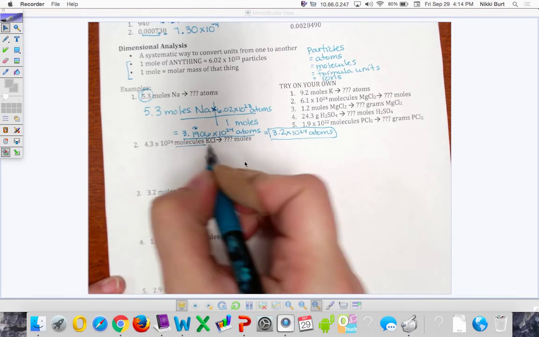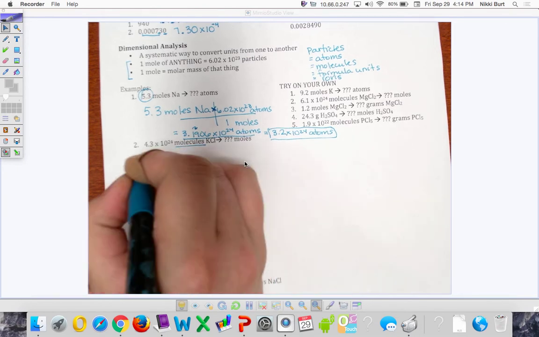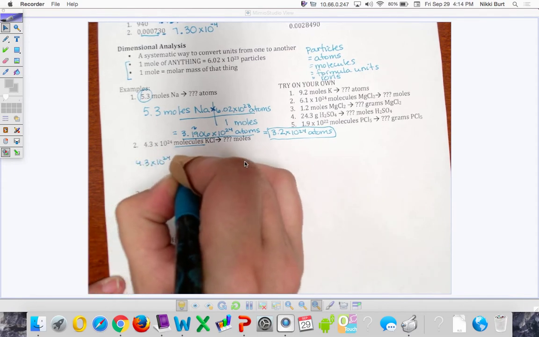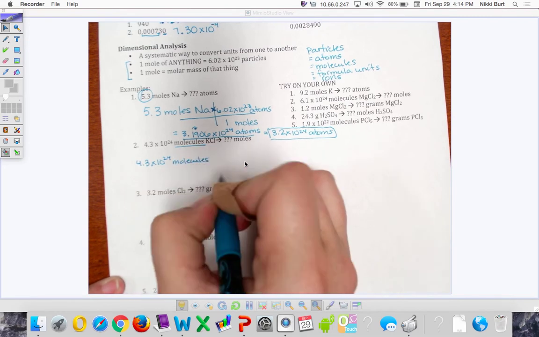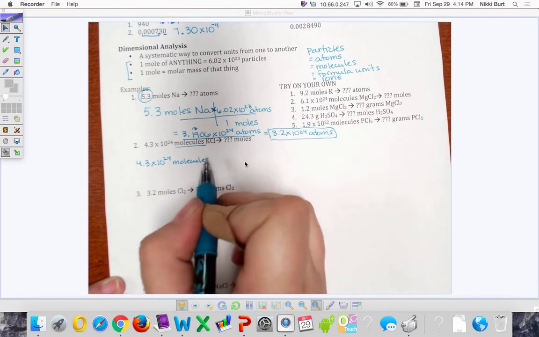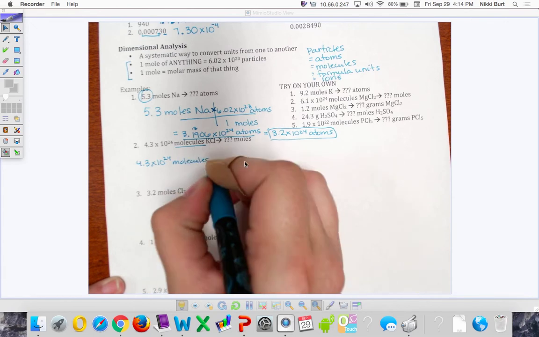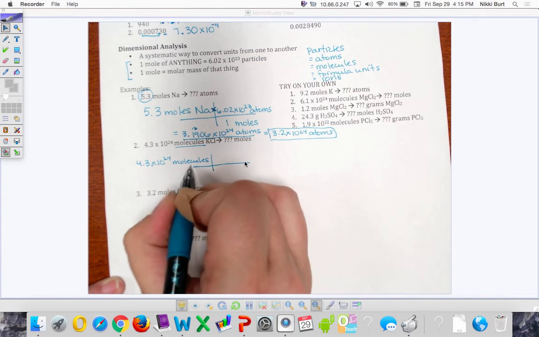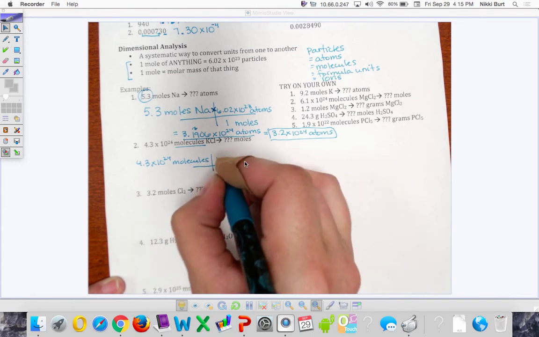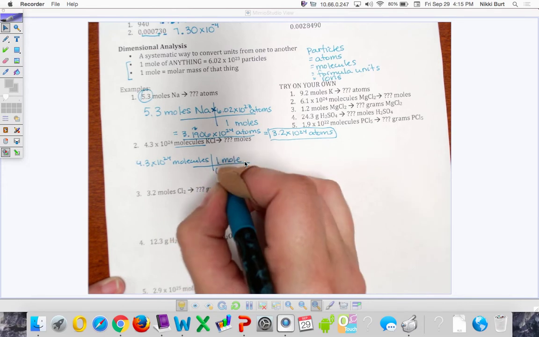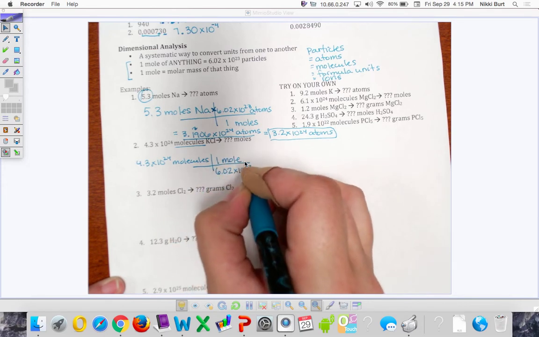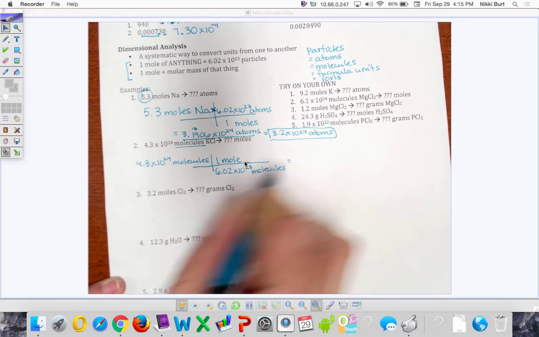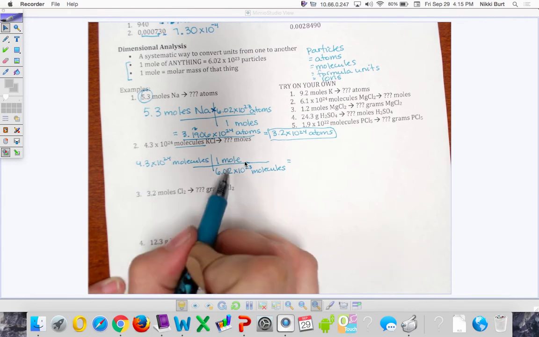So let's go backwards. Let's go the other direction. Here now I have molecules and I want to know what that's equal to in moles. So 4.3 times 10 to the 24 molecules of KCl. It doesn't matter that it's KCl because molecules in moles is always going to use the same conversion factor. I've got molecules on the top this time, which means every 1 mole contains 6.02 times 10 to the 23rd molecules on the bottom. So now this is division.